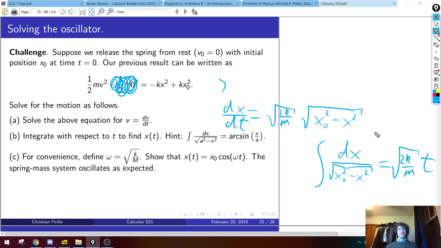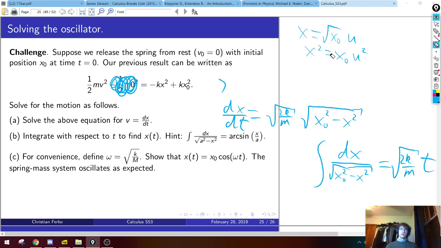Yes, the hint. Let's see. Let's trig sub x equals root x0 times u. X equals root x0 u. Okay, so then x squared is x0 u squared? Is that what you want? I don't believe that's what I want.